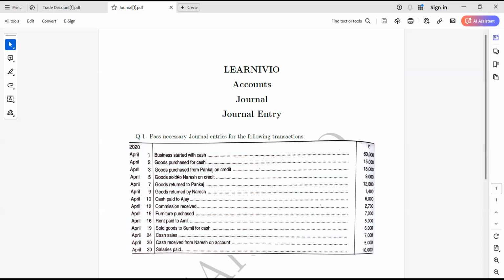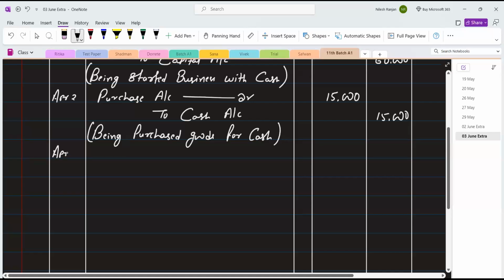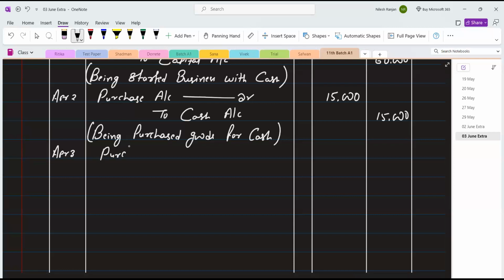No problem. Goods purchased from Pankaj on credit, 18,000. This is April 3rd transaction. So April 3rd, goods purchased from Pankaj on credit. So purchase account will be same, but we are not paying cash. So we will write Pankaj name. 18,000.